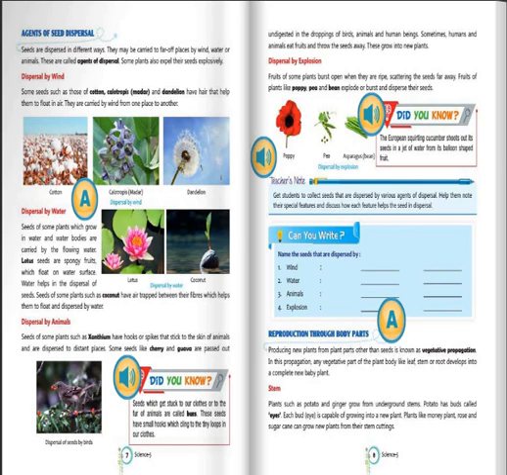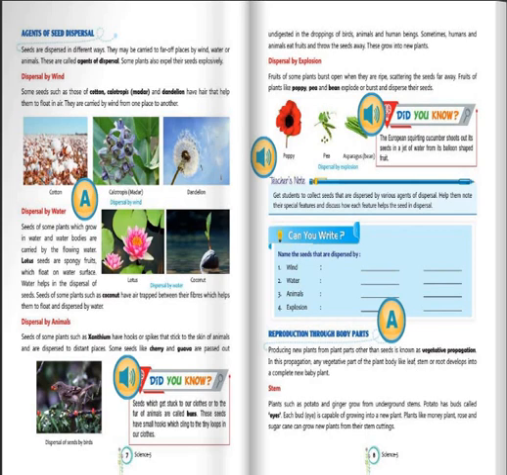So first let's learn about dispersal by wind. In this, some seeds such as those of cotton, madar and dandelion have hairs around the seed which help them to float in the air. The wind or the air carries away those seeds from one place to another.